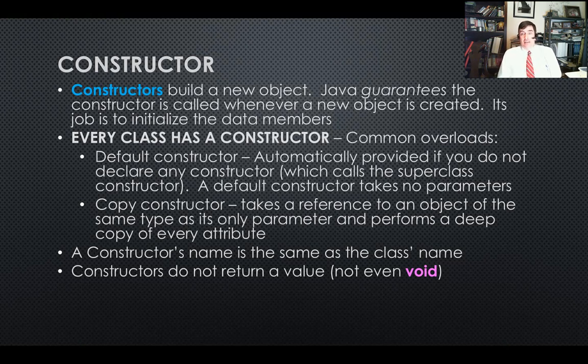So here's the important detail. A constructor's name is the same name as the class it comes in. So the constructor for class pair is called pair. And remember I said every method returns a value or is void except for the constructor. Constructors do not return a value, not even void.